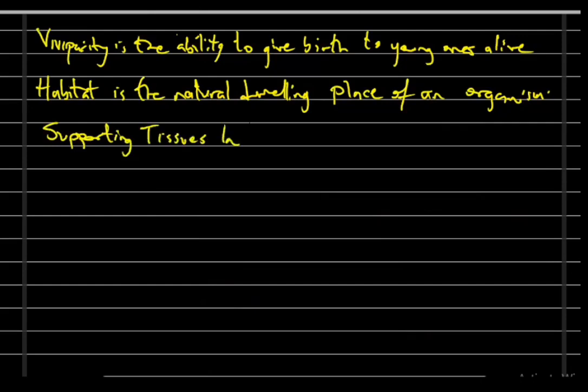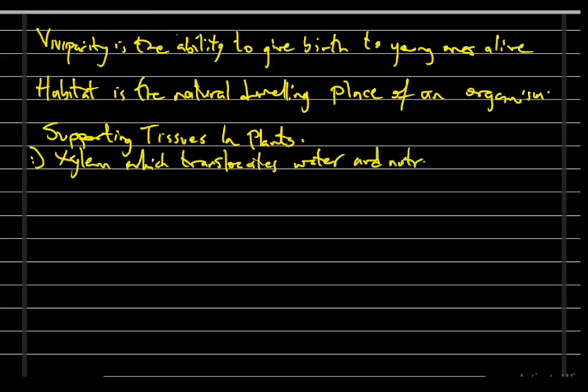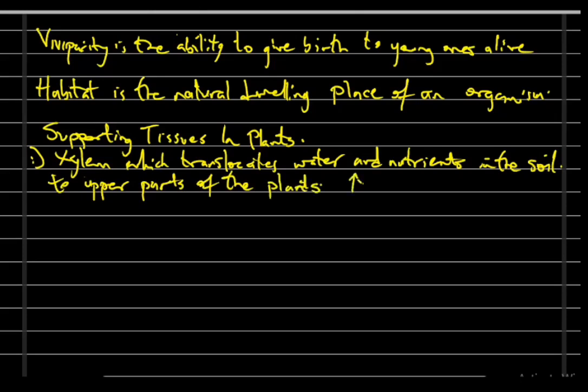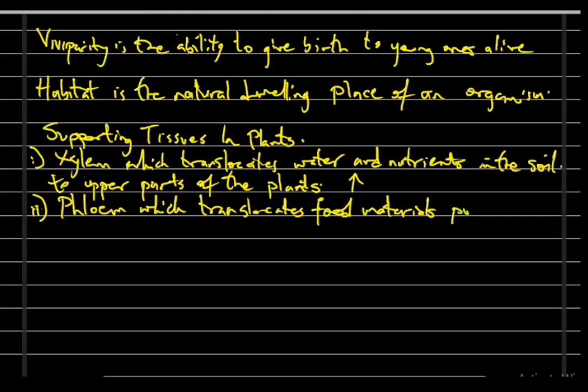Supporting tissues in plants. One, we have xylem, which translocates water and nutrients in the soil to upper parts of the plant. So its own movement is upwards like this. And then the second one, we have the phloem. The phloem translocates food materials produced by the plant to the storage sites.